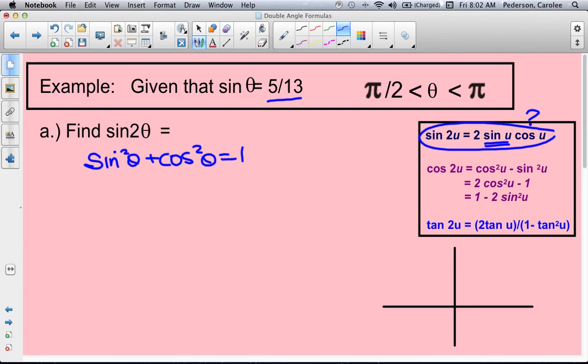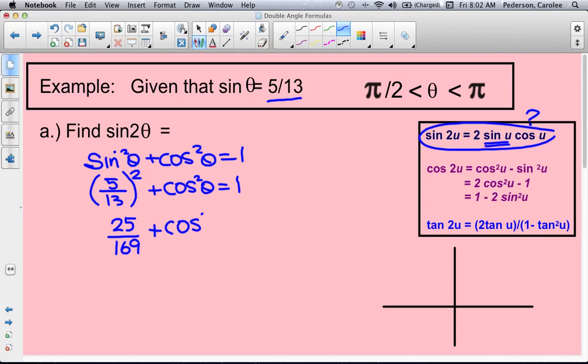And we're going to substitute in 5/13 in for the sine. So remember that's squared. And then we're going to solve this for the cosine of theta. So we're going to do some undoing. So 5/13 times 5/13 is 25 over 169. And the rest of the equation stays as it is. Now we're going to subtract 25/169 from both sides.